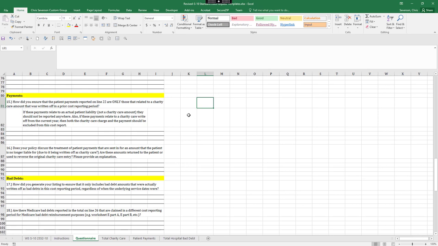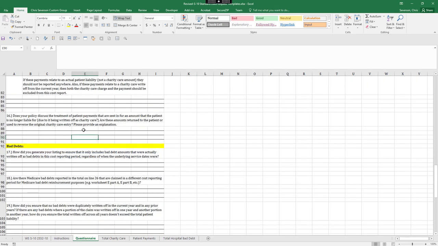Question 15, how did you ensure that the patient payments reported on line 22 are only those that related to a charity care amount written off in a prior cost reporting period? As a reminder, if that payment relates to an actual patient liability, then they don't need to be reported on line 22. They're reported in the total charity care and total hospital bad debt tabs, those worksheets of this template, just to help explain the amount, but it's not reported on line 22. Only the amount related to a previous charity care write-off is reported in line 22.